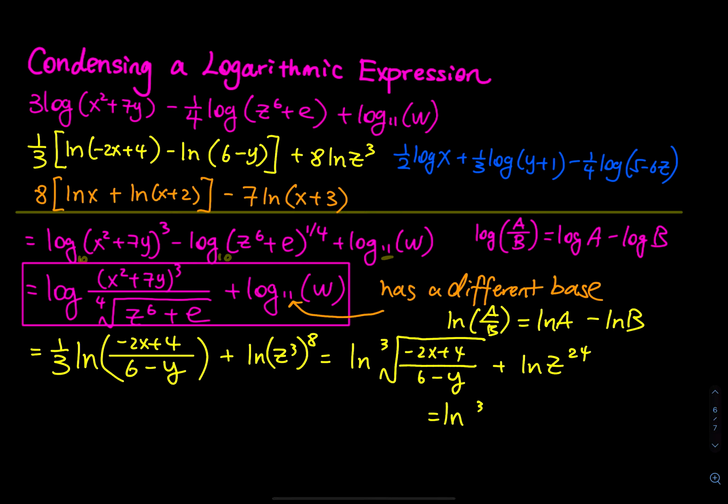You can let the cube root go first, and then the z to the 24 goes second. So z to the 24, we put it like that. We put a little dot for multiplication. Minus 2x plus 4 divided by 6 minus y, and then that's it. This is one single term. You can use a square bracket if you want to. That looks way better.